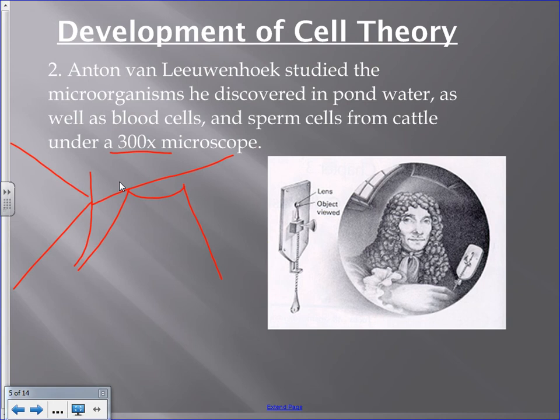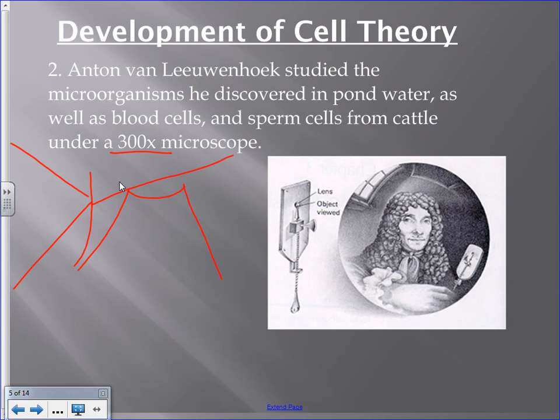So he chose to look at small things. He looked at blood cells. He looked at stuff that was in pond water. He got sperm cells from a bull somehow. Seems pretty brave to me. I don't know how you go about doing that. Anyway, that's the kind of stuff that he looked at.